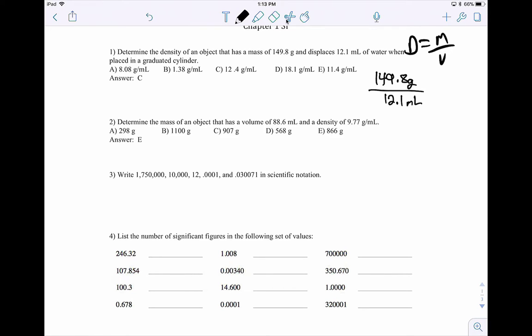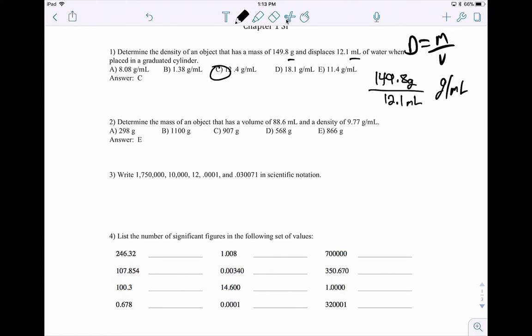A common unit for density is grams per milliliter. And that's good because in this case the problem gives you grams and the problem gives you milliliters. But remember, if the answers were to be in grams per liter, then you would have to take this number, 12.1 milliliters, and convert it over to liters. And so the answer, if you divide these two things, would be answer choice C, 12.4. So maybe you should pause the video and see if you can work number 2.